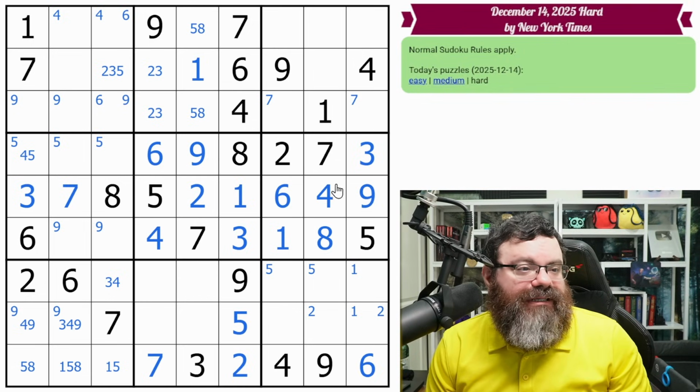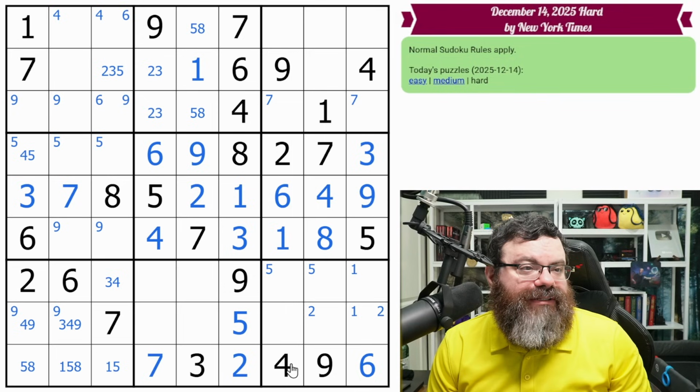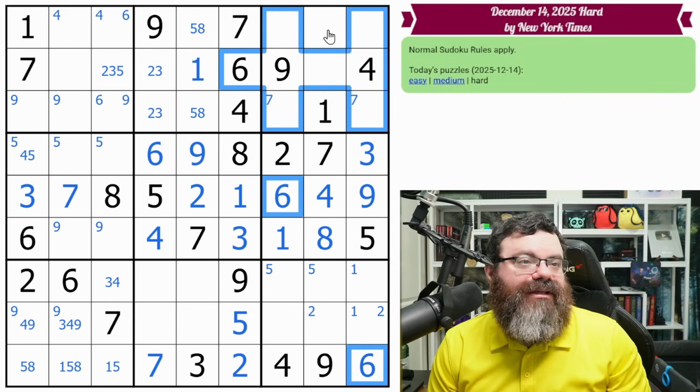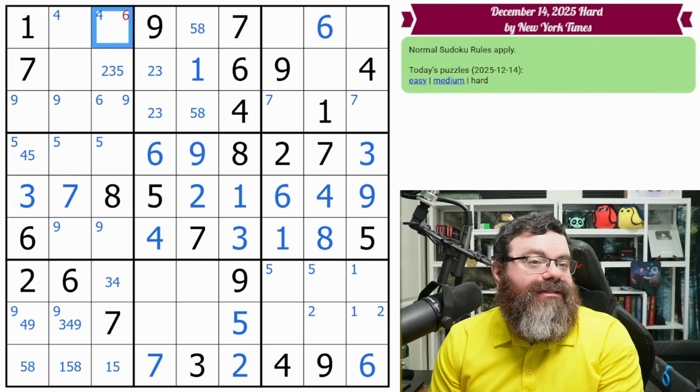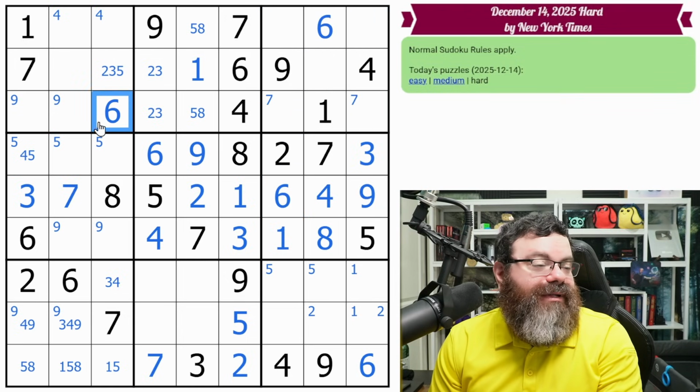Looking to see if there's any follow-ups from what we just placed here. 1, 4, 9, 6. Yeah, we have 2 6s looking up. The 6 helps. Puts a 6 there. So that can't be 6, placing the 6 in the box. There's still 2 places for 9, so we can't place it.